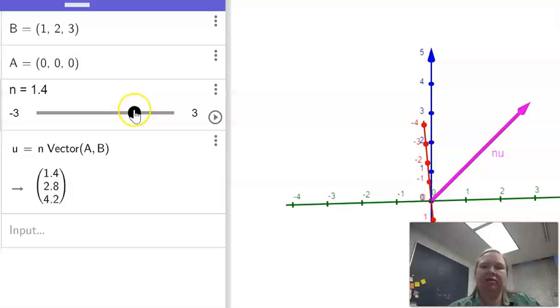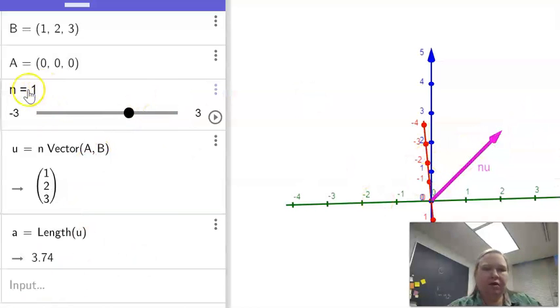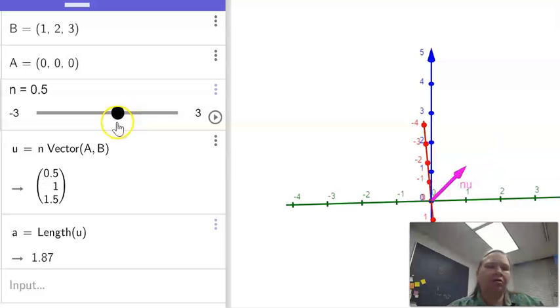So I can actually ask GeoGebra here, what is the length of that vector? So when n is 1, the length of that vector is about 3.74, which is about square root of 14. And I want it to be shorter. I want it to be length 1. So I'm going to decrease my scalar until the length of my vector is getting close to being 1. So hey, I guess I need to multiply my vector by something that's close to 0.3.